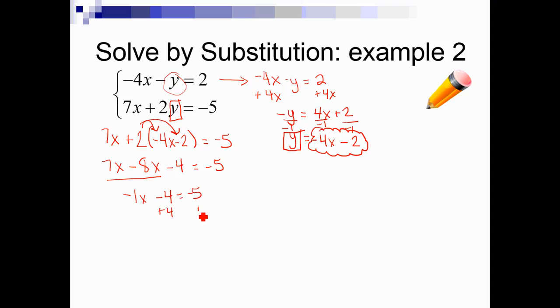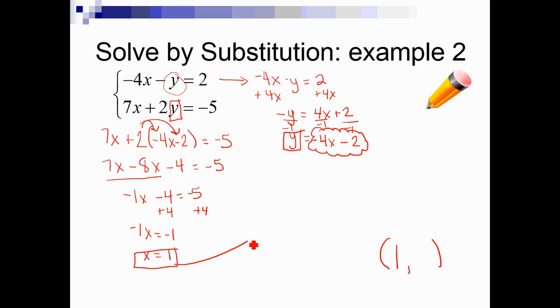Adding the 4, negative 1x equals negative 1. Dividing by negative 1, x would then be positive 1. So now we know the x value of my point is positive 1 comma something. We still need to find the y value.